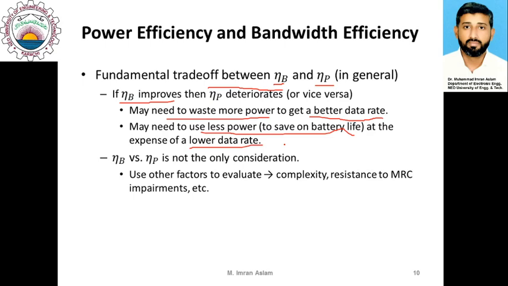So again, there is a contradictory requirement of having this bandwidth efficiency and power efficiency. Whenever we are designing a system, we need to make a trade-off and decide on an optimum value for the system design. I must mention that bandwidth efficiency and power efficiency are not the only considerations in the system. There are many other factors that affect the system design, and those factors include complexity of the system, resistance to the mobile radio channel impairments, etc. So there are certain other factors as well which also affect the overall system design.